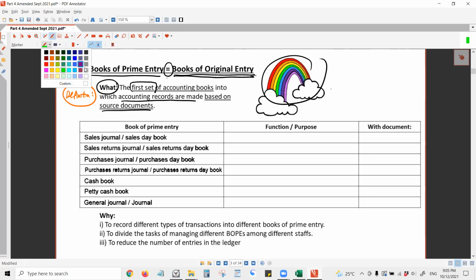Key terms: you must have this first set of accounting books, and then you must also have this based on source documents. Okay, if they ask you what is book of prime entry, you write this. It is always this answer. No other answers. So for safety purposes, I would suggest that you follow the entire sentence word for word when you're asked for the definition.